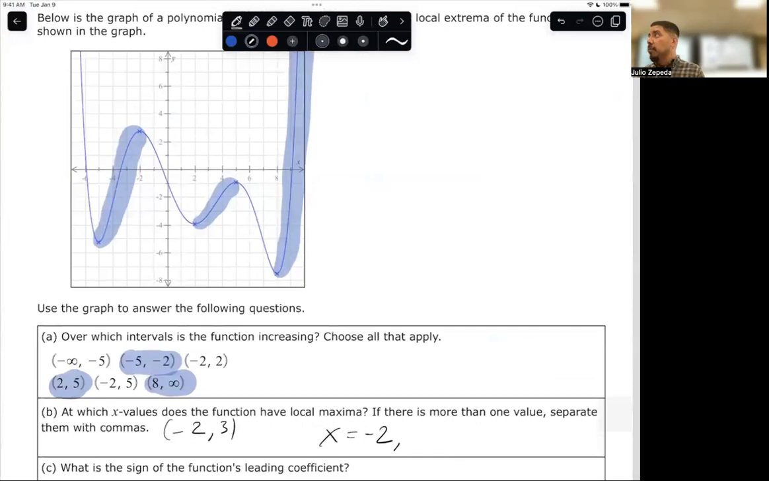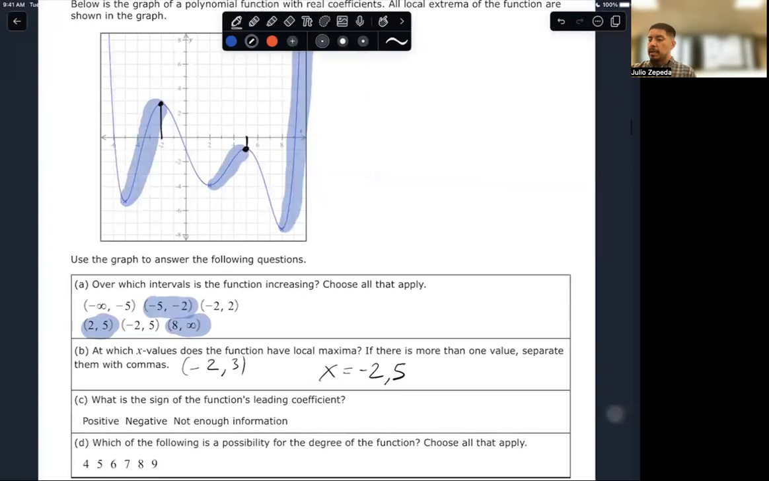What's another x value that we have a local maximum at? 5. Yeah, right there. The x value. Okay, very good.